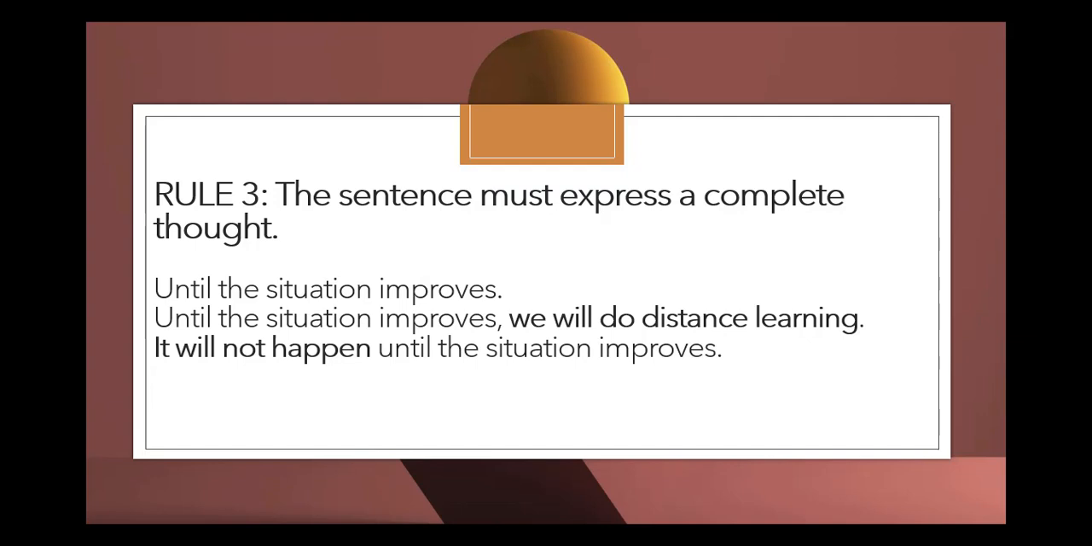Okay, so this is another example. Until the situation improves. So this word "until" sets us up with half of the sentence. Until the situation improves, something. We've got to have something that contrasts with that "until." And here's 2 ways it could be done. Until the situation improves, we will do distance learning. There you go. Or you can start the sentence with something like, it will not happen until the situation improves. Either way, we did not have a complete thought and we've needed to add to the sentence.